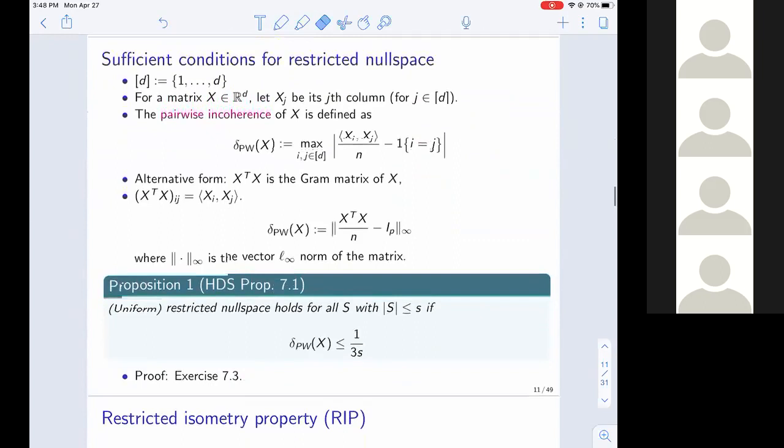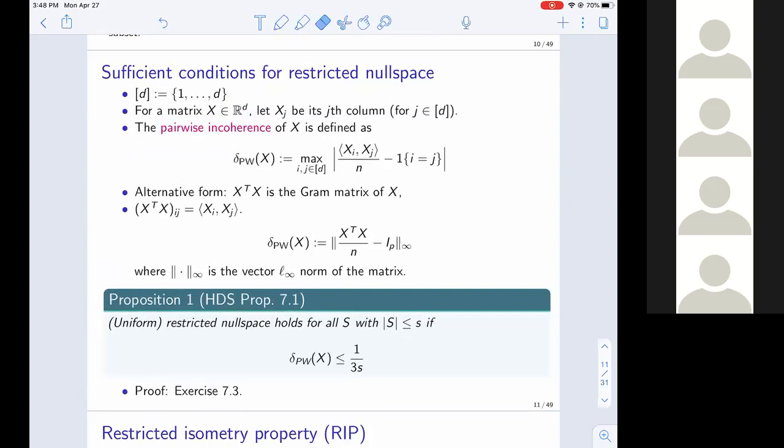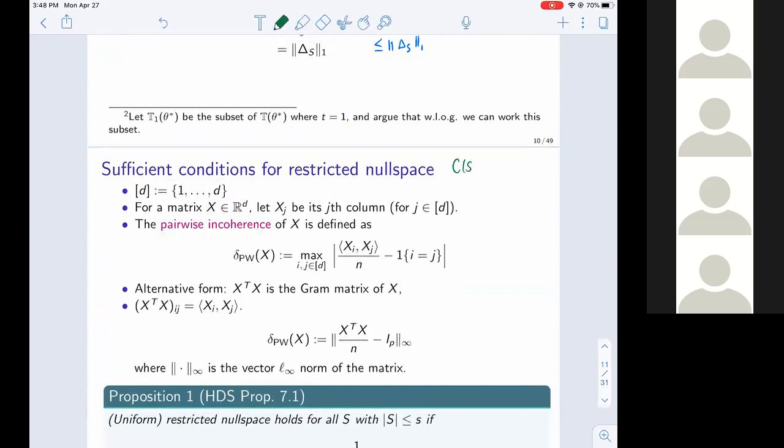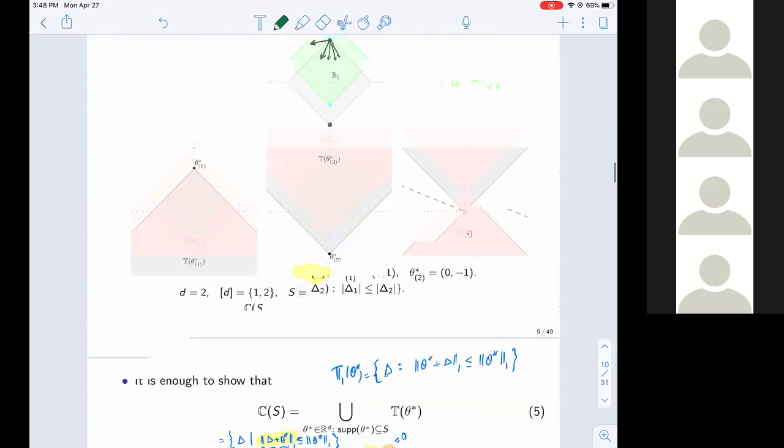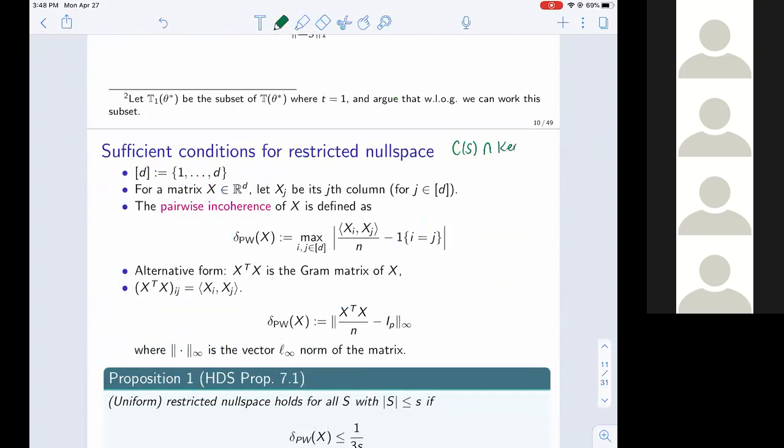One set of sufficient conditions is through this notion of pairwise incoherence. As you can imagine, this set is a subset of R^d, I believe, and it just depends on the support S. So this has nothing to do with the data in the problem, whereas the other one, the kernel of X, definitely depends on the data.